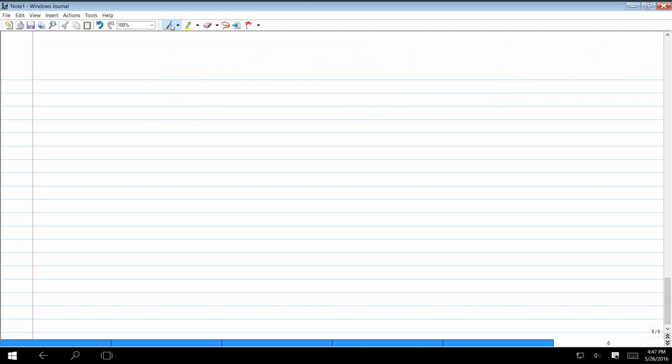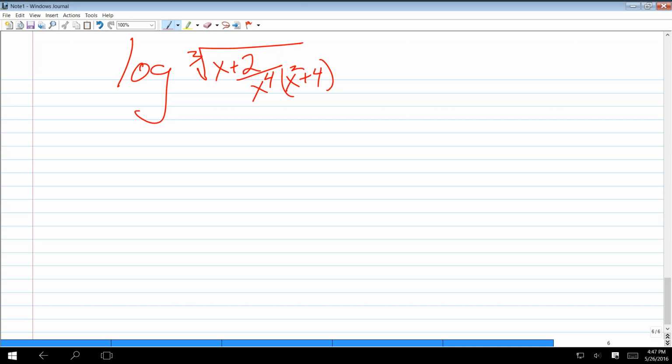This one looks more complicated. Okay. Log, and then it's a big radical, and it's a cube root. There's no parenthesis. I don't think it matters. But then it's x plus 2 over x to the 4th times the quantity x squared plus 4. Like that? Everything under the radical sign?